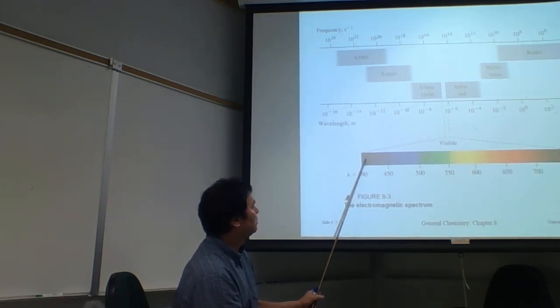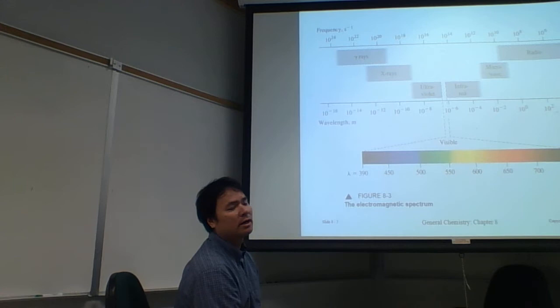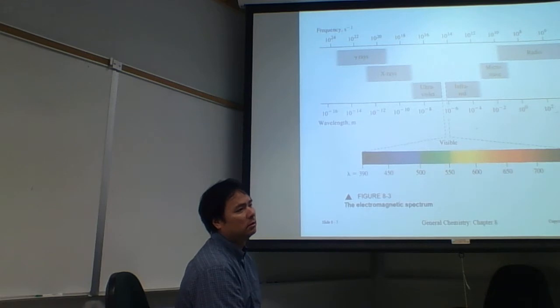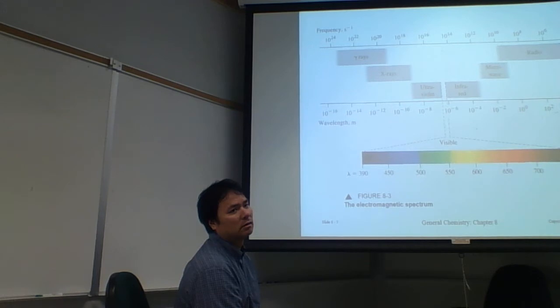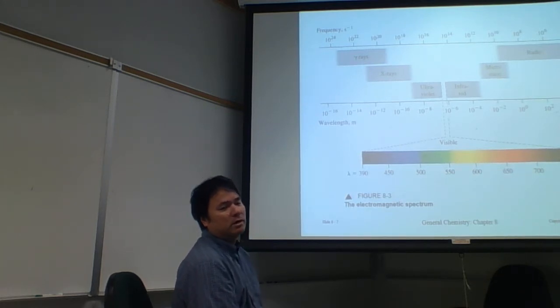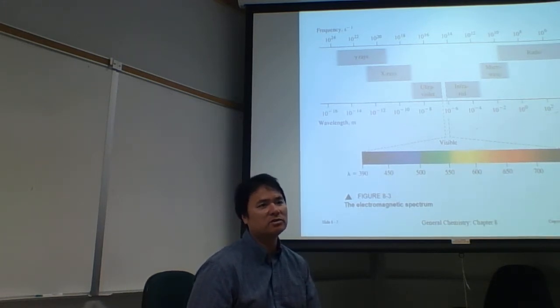What's on the other side of violet? Ultraviolet. Ultraviolet has wavelengths on the order of 10 to hundreds of nanometers. So a 100 nanometer wavelength would be ultraviolet. A 50 nanometer wavelength is still ultraviolet. What's the smallest wavelength ever observed? Can it go infinitely small? No, it can't, because there's a limit to how much energy you can get. It would take an enormous amount of energy.